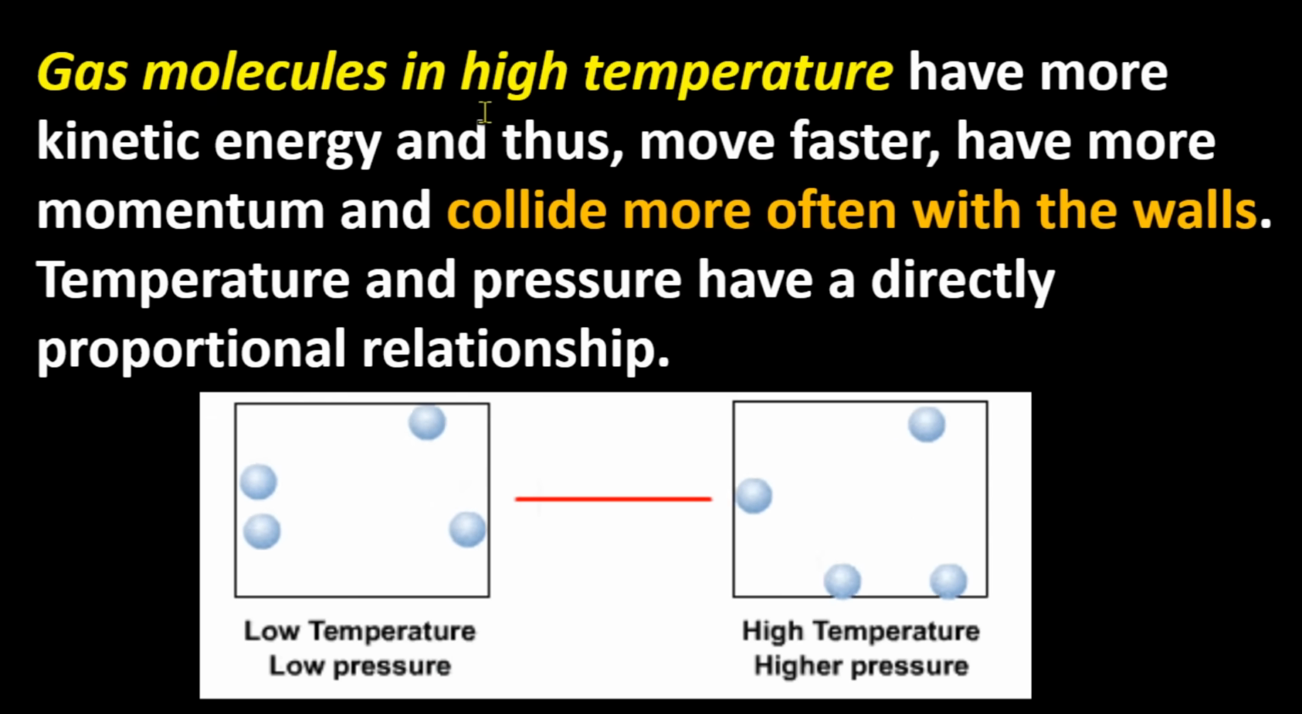Gas molecules at high temperature have more kinetic energy, and thus they will move faster. They will have more momentum and collide more often with the walls. Temperature and pressure have a directly proportional relationship.